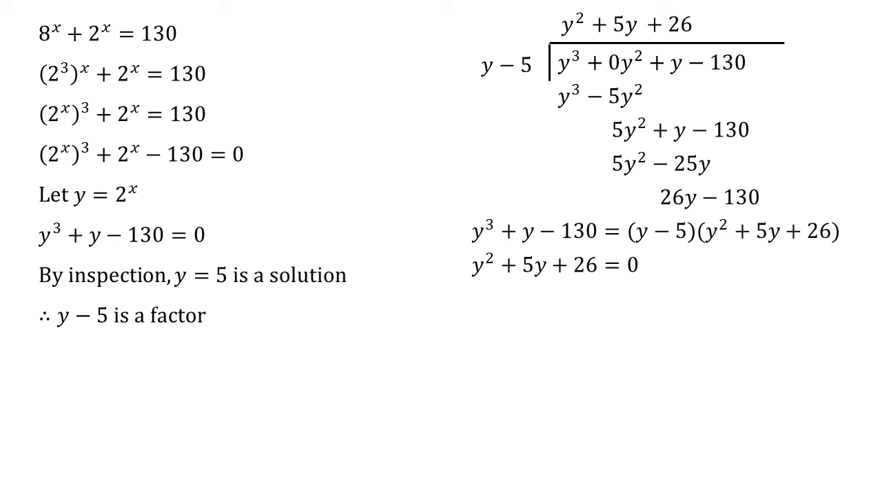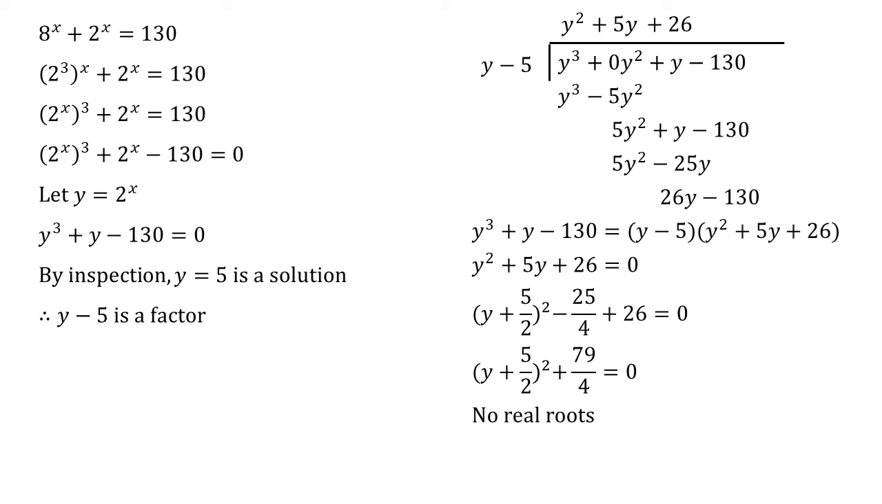Set that equal to 0 to find a solution here. By completing the square, we get y plus 5 over 2 all squared minus 5 over 2 squared, which is 25 over 4, plus 26 is equal to 0, which is y plus 5 over 2 all squared plus 79 over 4 equal to 0. But as this is a square number added to a positive number, there are no real roots for this because it can't equal 0. Hence, y equals 5 is the only real solution of our cubic.